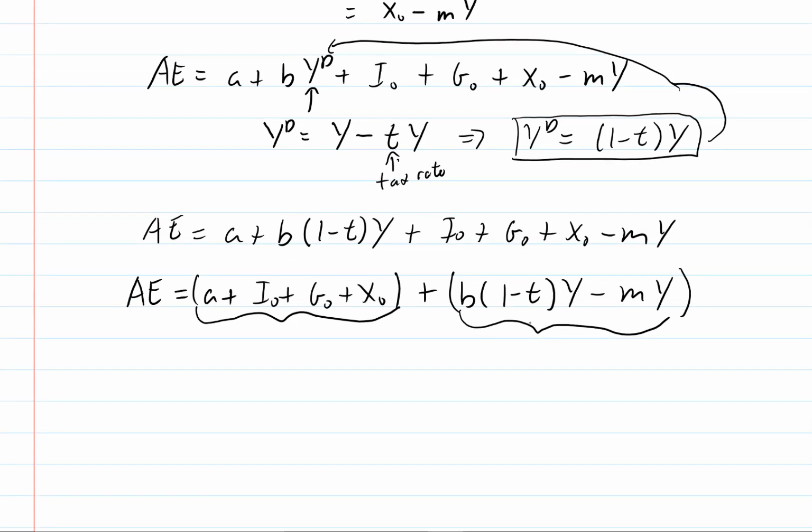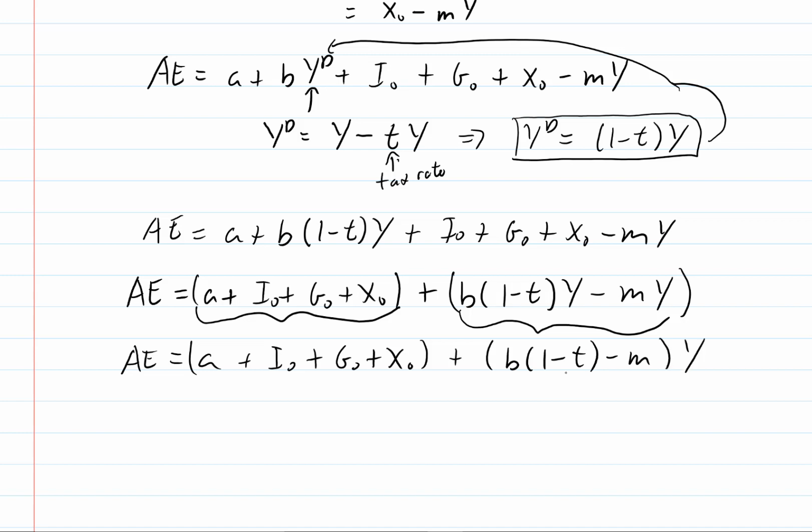So let's look at this second term, and let's just common factor the Y out. So now we have aggregate expenditure equals A plus I0 plus G0 plus X0 plus B(1 minus T minus M) times Y. And we'll put that all in brackets there.